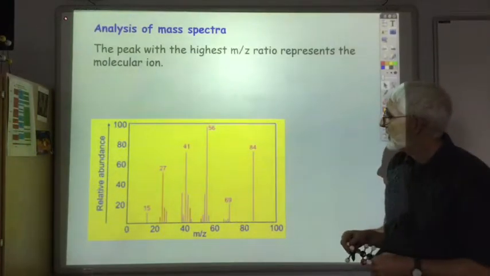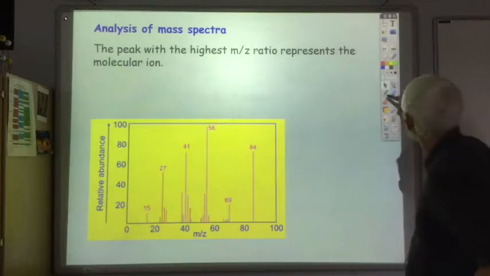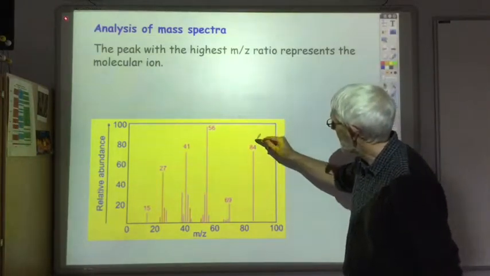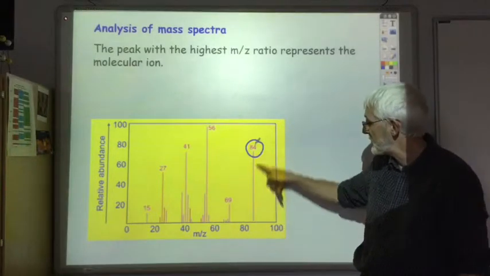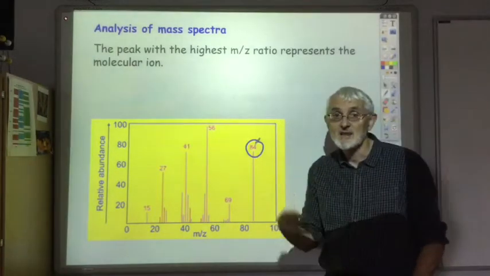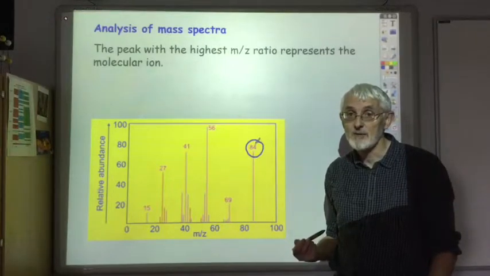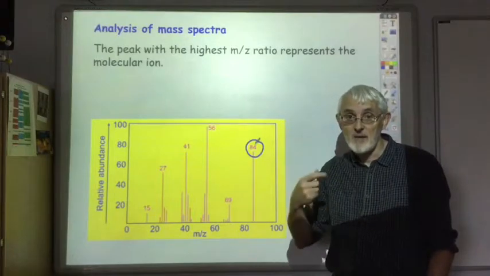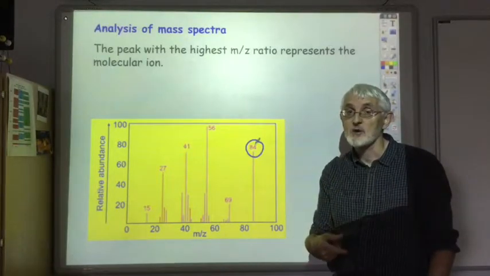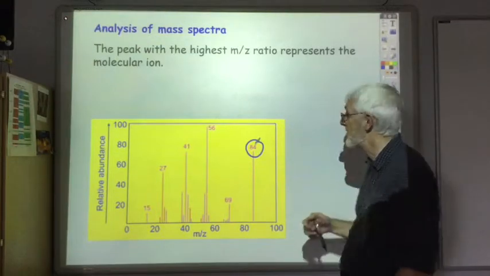So if we look at this mass spectra, the peak with the highest M to Z ratio is 84. So that tells me the gram formula mass of the unknown is 84. Now if you combine that with the results of elemental analysis, where you already know the empirical formula, you can actually work out the molecular formula.